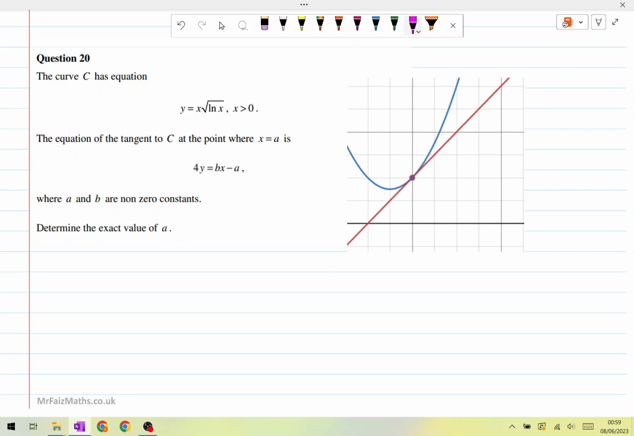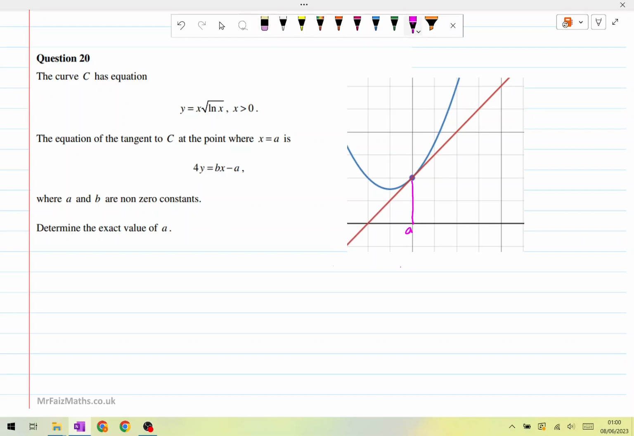The curve looks nothing like what I've drawn here, right? But it can be just some random sketch. What we are told here is that the tangent is at the point where x is equal to a. So the point where I have marked the tangent, this x coordinate here is equal to a. The y coordinate is way over somewhere here, but that doesn't really matter to us.